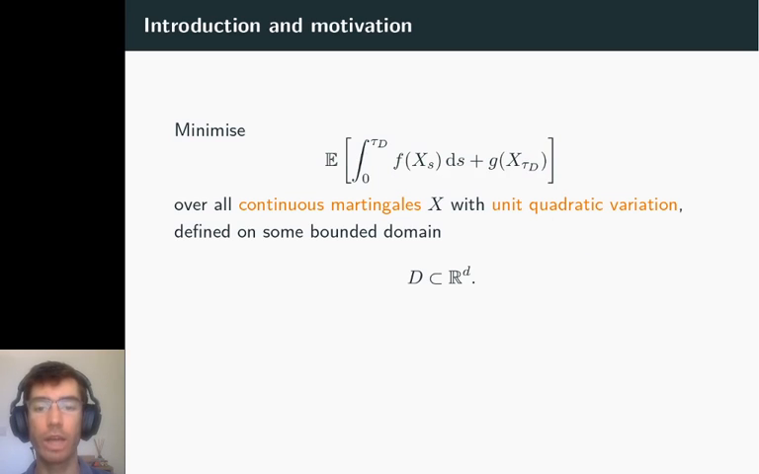continuous martingales that have unit quadratic variation. And what I mean by this quadratic variation condition is that at any time t, the quadratic variation of the martingale is just equal to t. Our martingales will live in a bounded domain in d-dimensional space. And we note that if d is equal to 1, then the only continuous martingale satisfying the unit quadratic variation condition is the one-dimensional Brownian motion. And so we're interested in the higher dimensional versions of this problem with d at least 2.